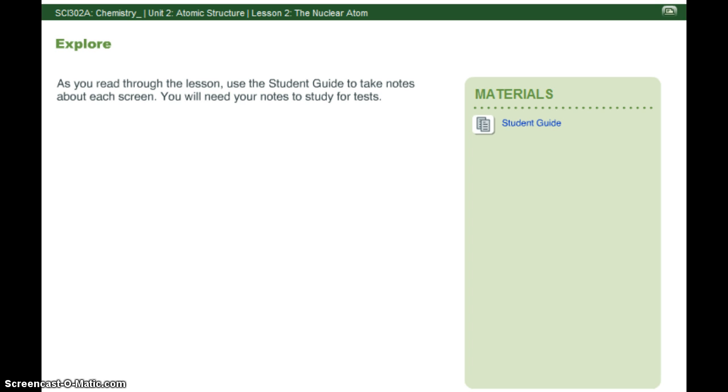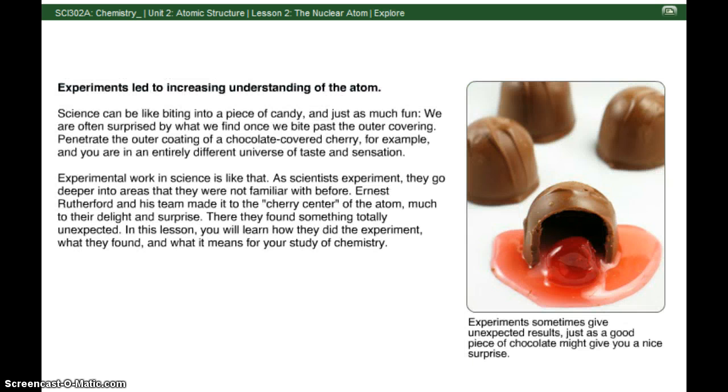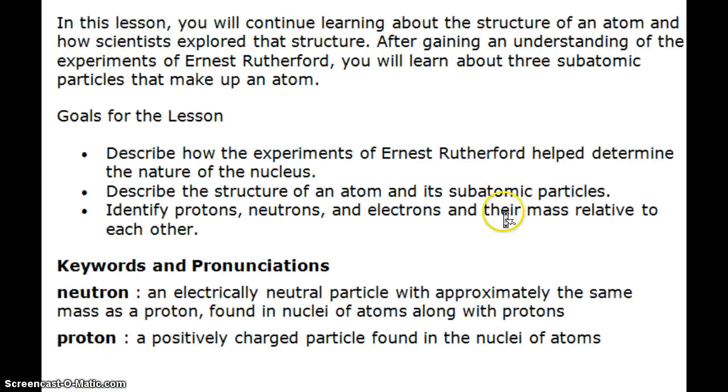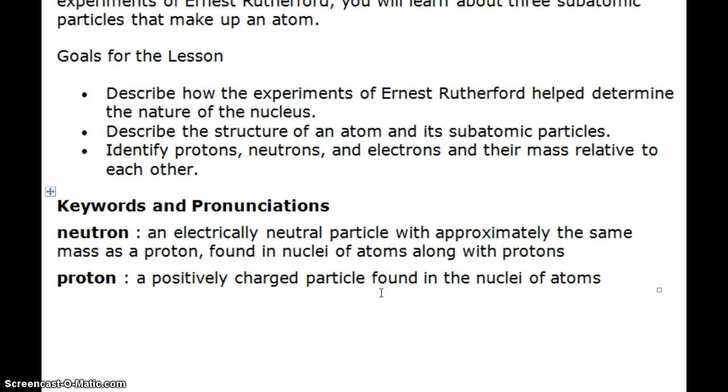All right, so slide 2 is where you can get your study guide from. And I'll go ahead and show you. I put our first paragraph, our goals, our keywords and pronunciations.